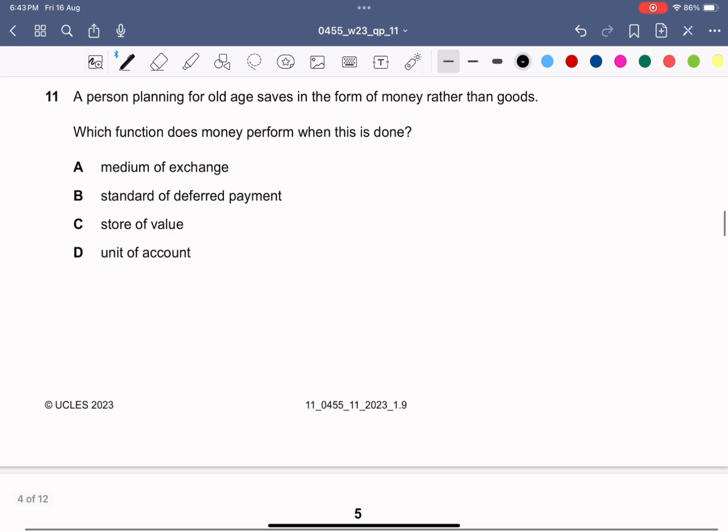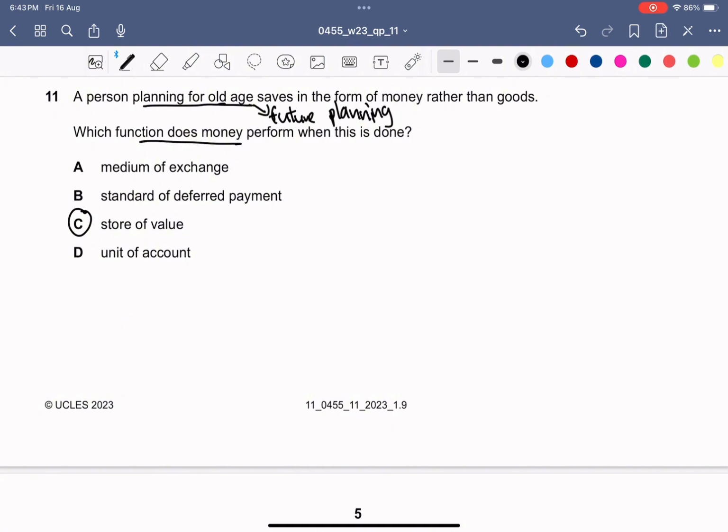Question 11. A person planning for old age saves in the form of money rather than goods. Which function does money perform when this is done? So planning for old age refers to future planning. When you see something about money being used in the future, it is definitely store of value.